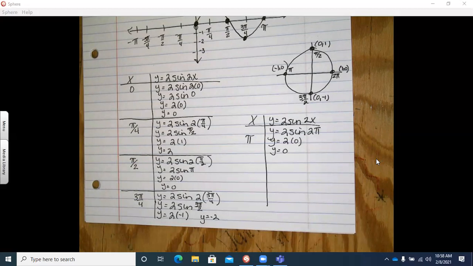Is it going to go up to positive 2 or down to negative 2? Down to negative 2. At negative pi halves, what's y going to be? 0. At negative 3/4 pi, what are we going to have? Positive 2. And at negative pi, what are we going to have? 0.